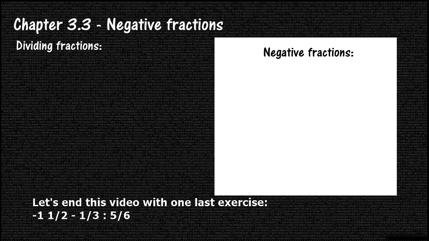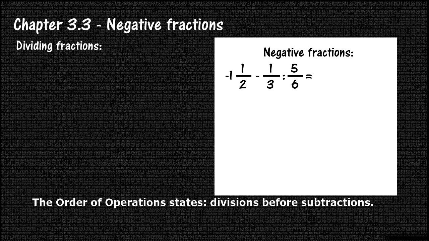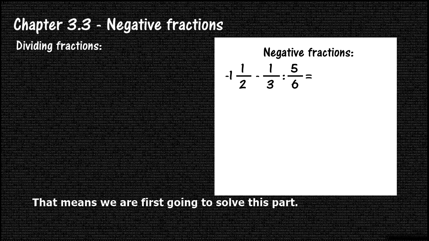Let's end this video with one last exercise. Minus 1 and 1 over 2, minus 1 over 3 divided by 5 over 6. The order of operations states divisions before subtractions. That means we are first going to solve this part.